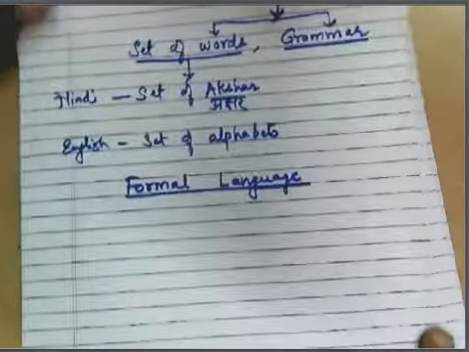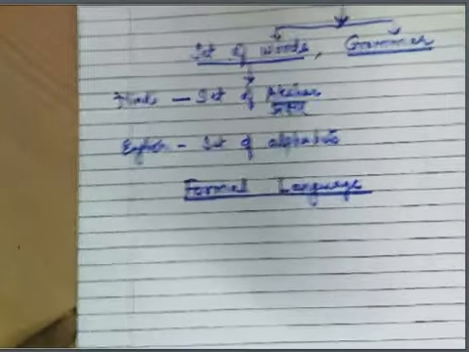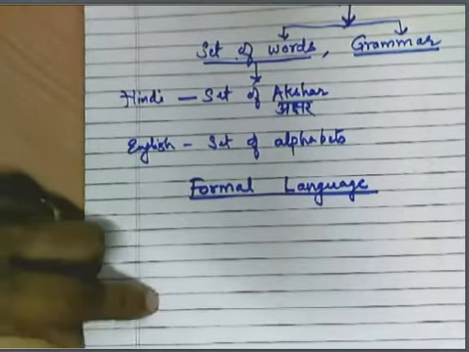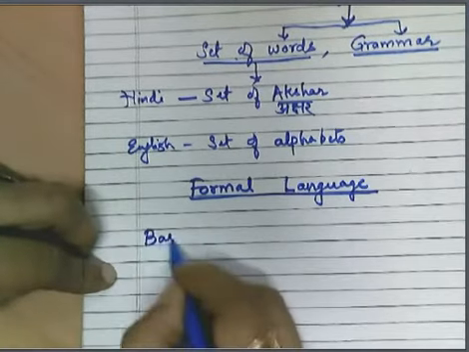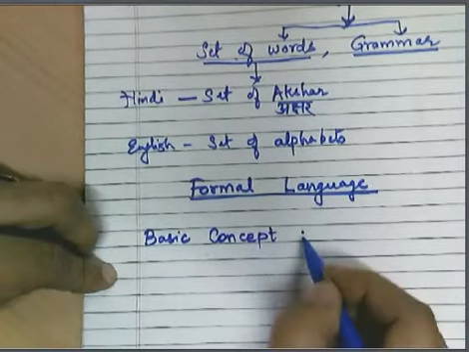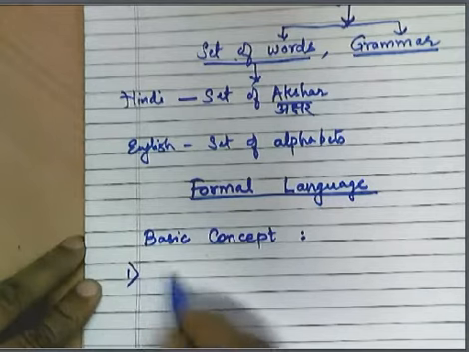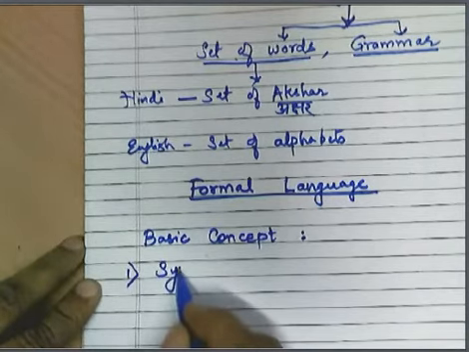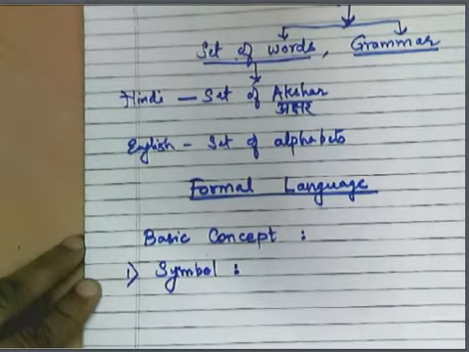Before defining a proper formal language, we need to understand some basic concepts. What are the basic concepts? We need to define certain terminologies. Very first is the symbol. So what is a symbol?